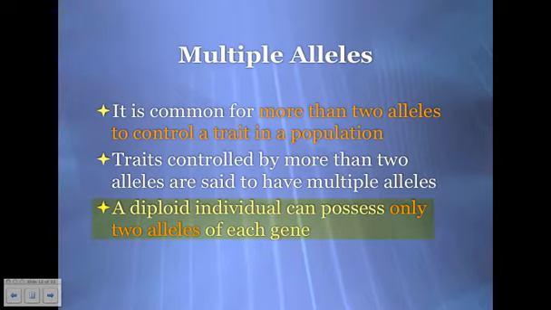A diploid individual, however, can only possess 2 alleles. So if there are 3 or 4 alleles for an individual trait, any individual themselves can only possess 2 alleles. And then looking at the inheritance pattern would determine what your physical appearance would be based on the genotype that you have.